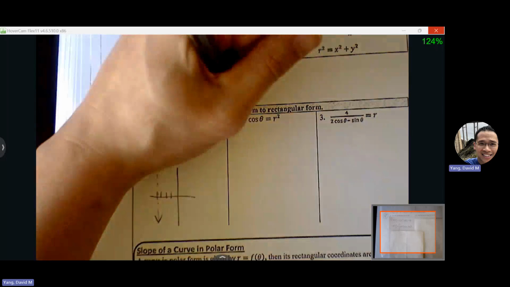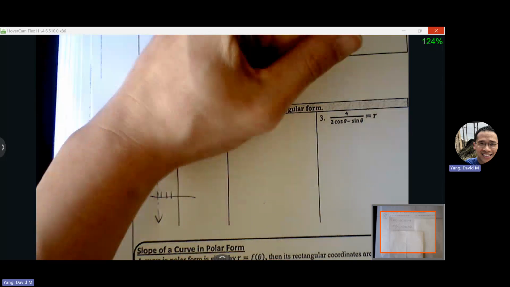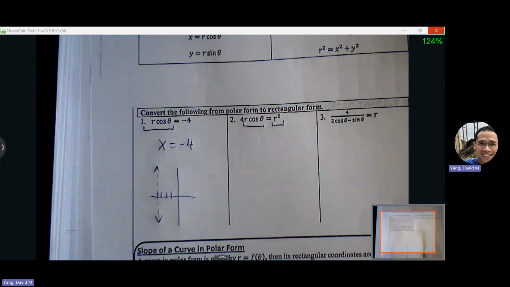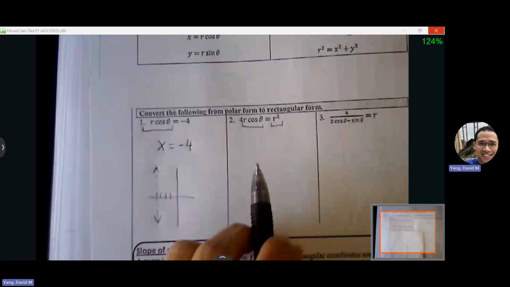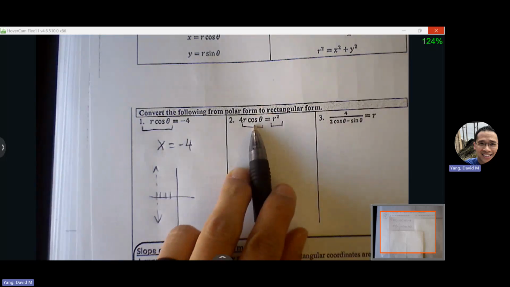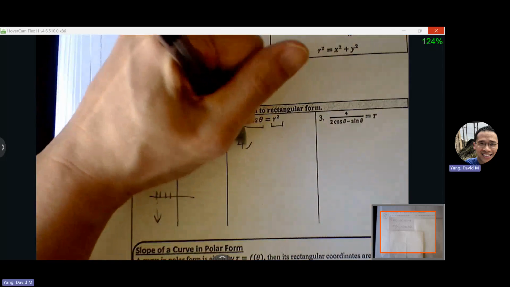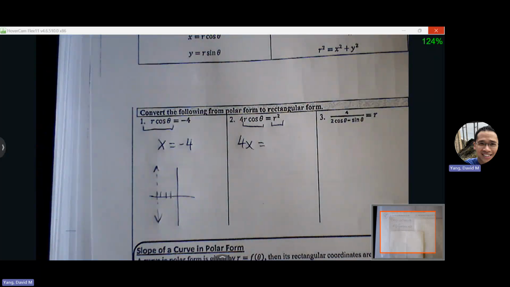Next up, 4r cosine theta equals r squared. I want to find a replacement for r cosine theta. I also want to find a replacement for r squared. The goal is to, piece by piece, get all of these portions to show me x and y. What can I replace r cosine theta with? x. And what can I replace r squared with?